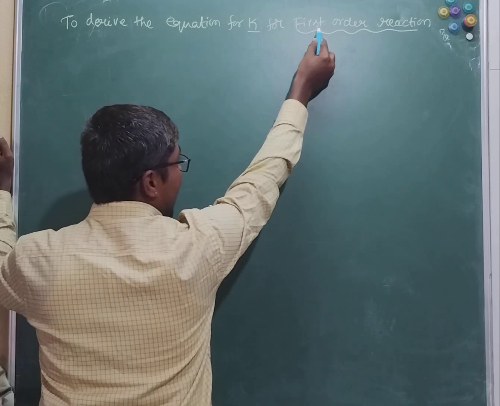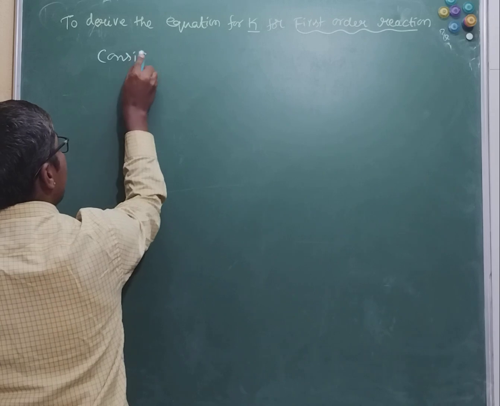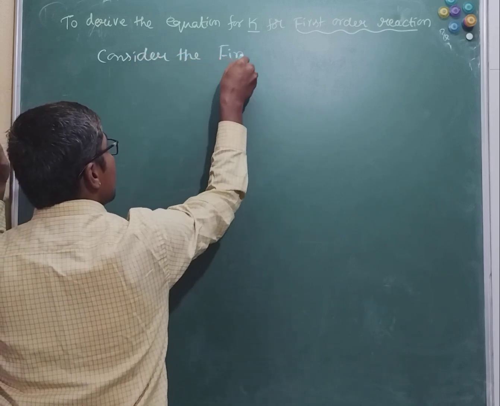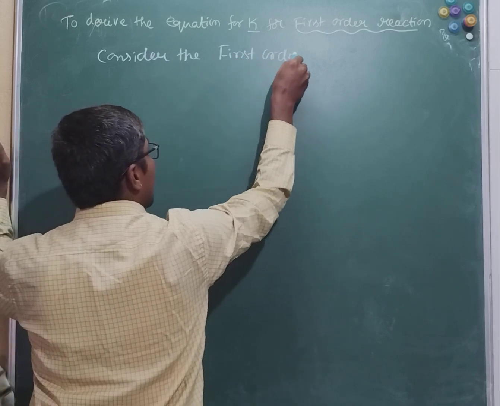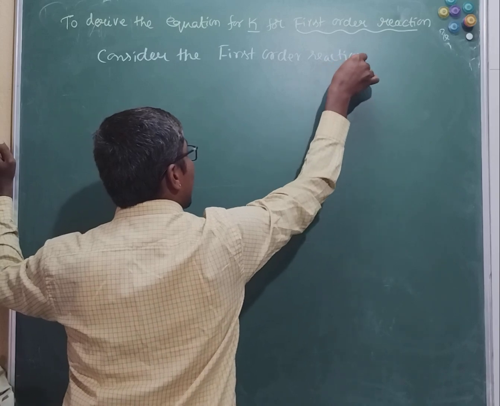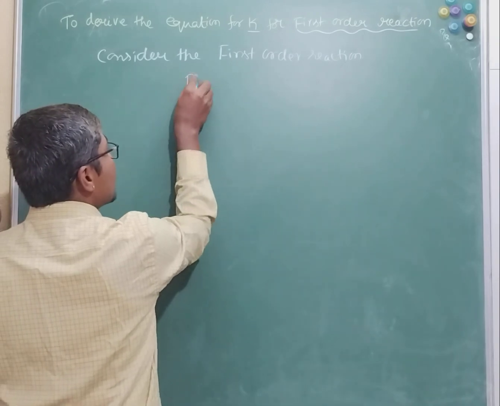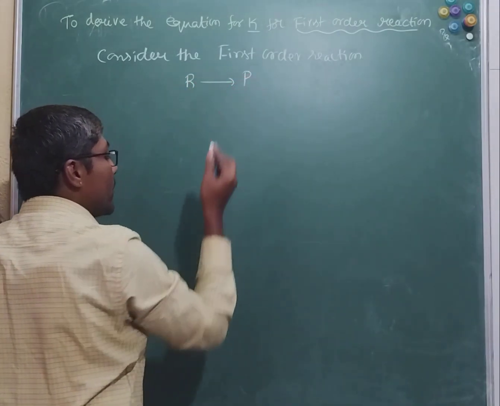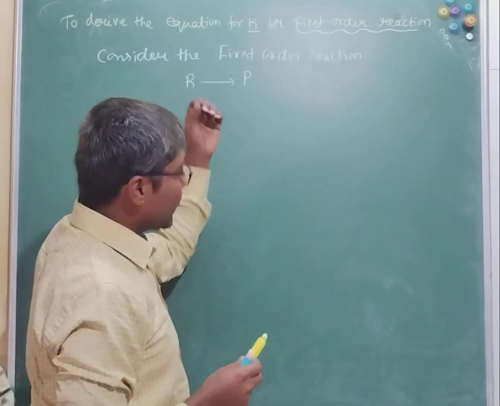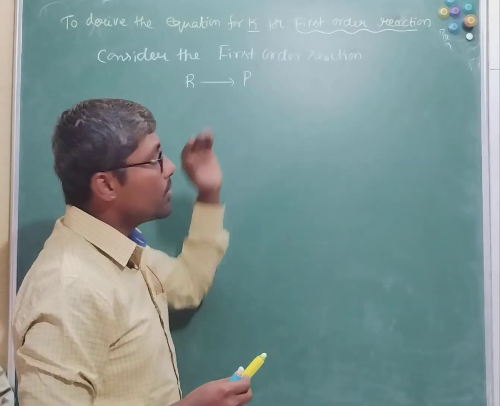If they are asking you for the equation for K, let us consider the first order reaction. How is it there? Let us write the reaction generally as reactant giving rise to product. So we consider a first order reaction, reactant giving rise to product.